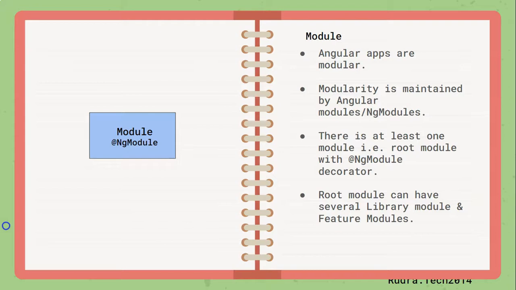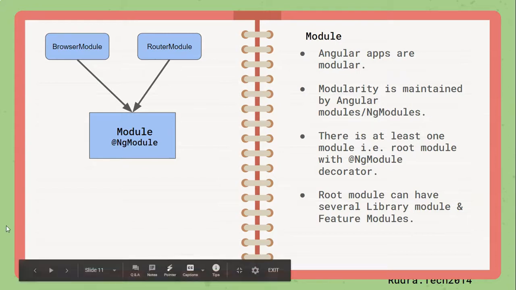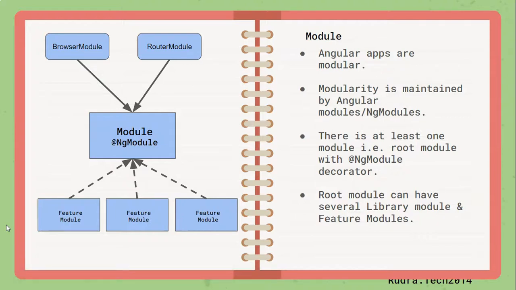Then a root module can have several library modules. Now the library modules are the modules which have features of the framework that will help you to build the application, and it can have several feature modules as well. Now the feature modules are the modules created by the developers to divide the features of the application into smaller parts.